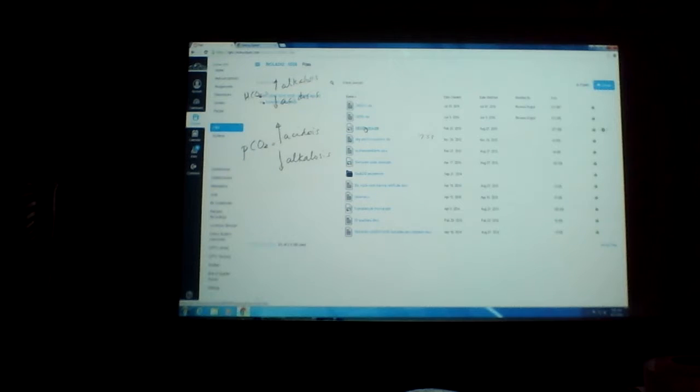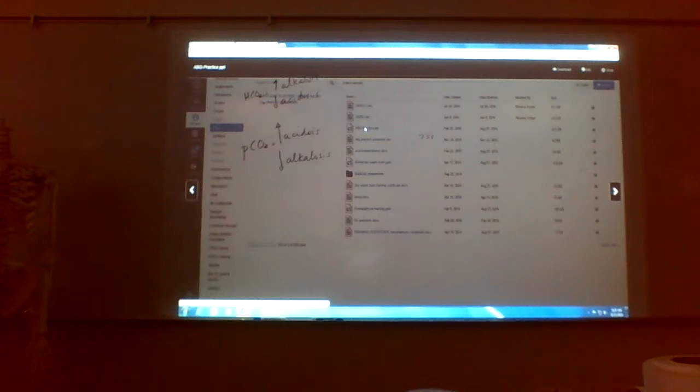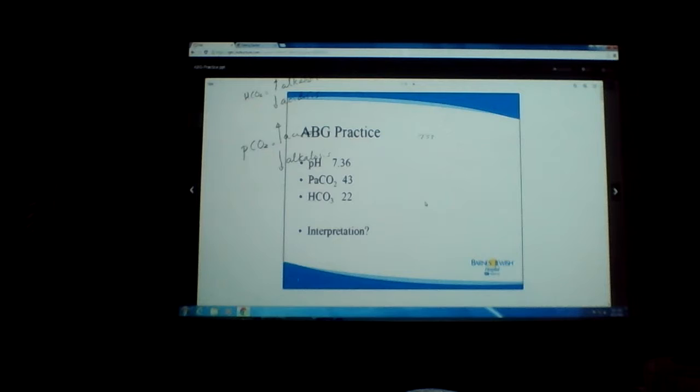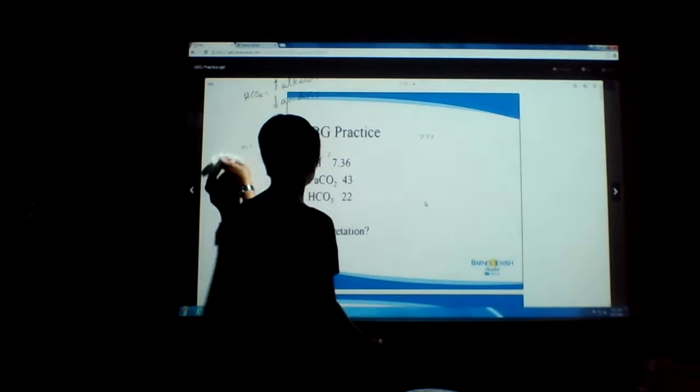Let's do this ABG practice first. Let's see, you will be able to get this. It's confusing at first. So again, this is how it will look like.